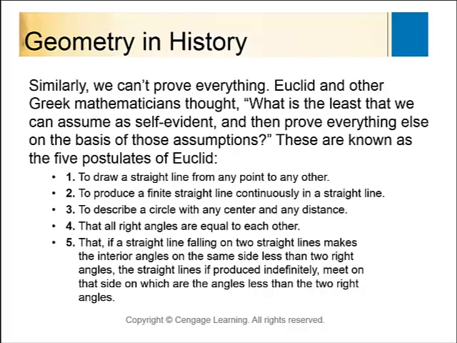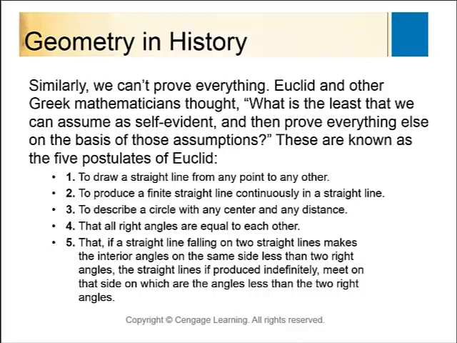So these are Euclid's 5 postulates. And he says you can draw a straight line from any point to another. You can produce a finite straight line continuously in a straight line. Okay, that sort of makes sense. And to describe a circle with any center and a distance. So you've got a center, and then you've got a distance from that center.